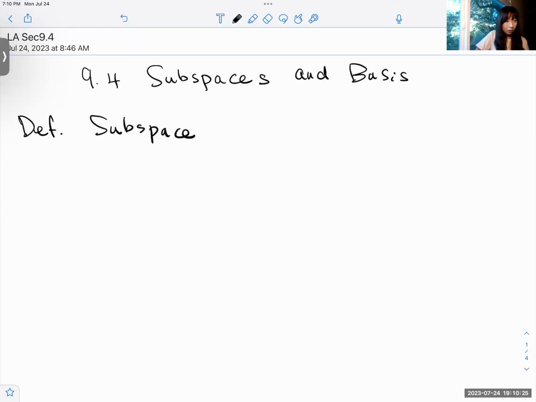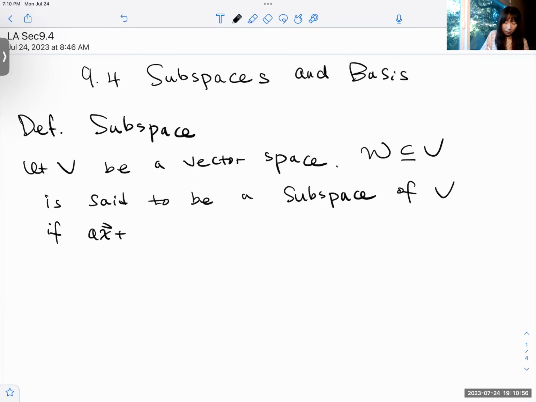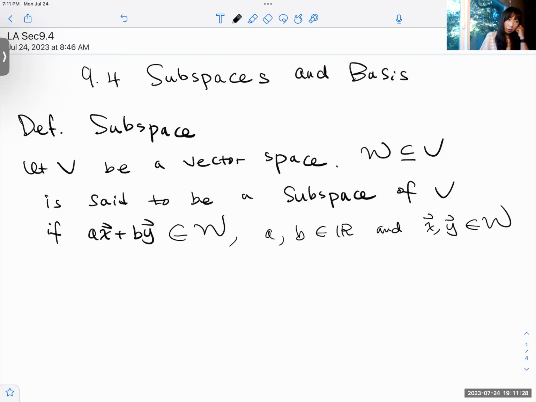Subspaces. Let V be a vector space, and W a subset of V is said to be a subspace when we call it a subspace of V. If aX plus bY, with the vectors, is closed under addition and scalar multiplication at one time, in the vector space W, which is a subset of vector space V, and a, b are real numbers, and X and Y are vectors in W, all right?